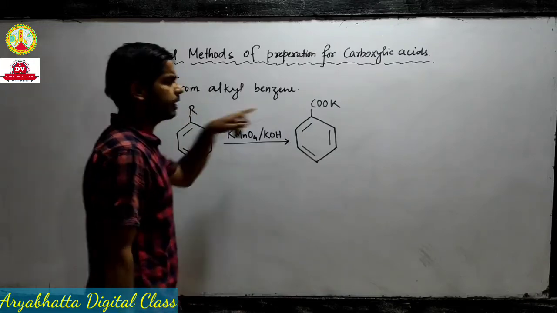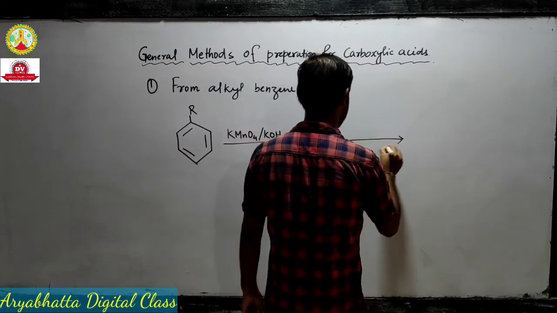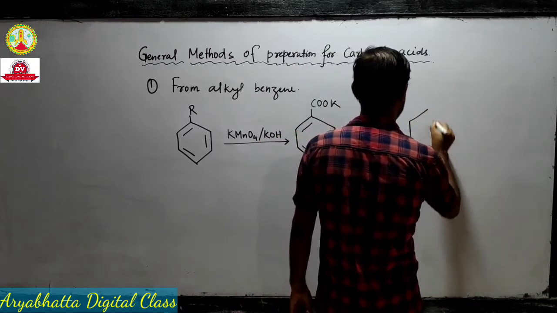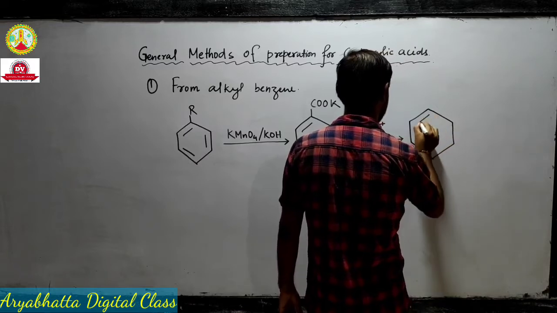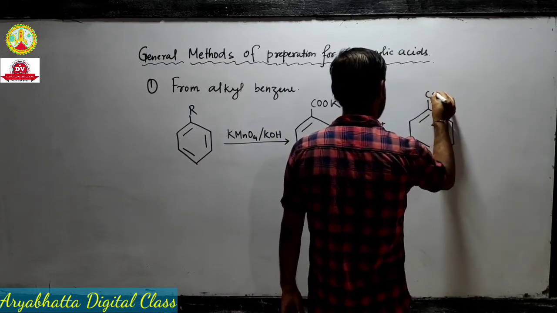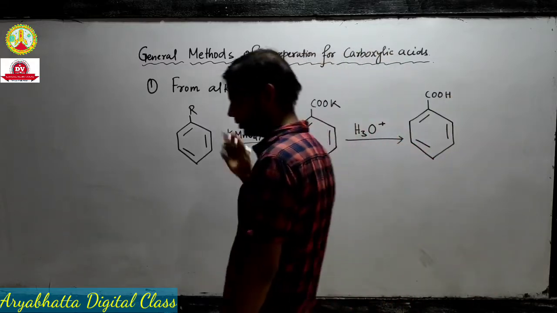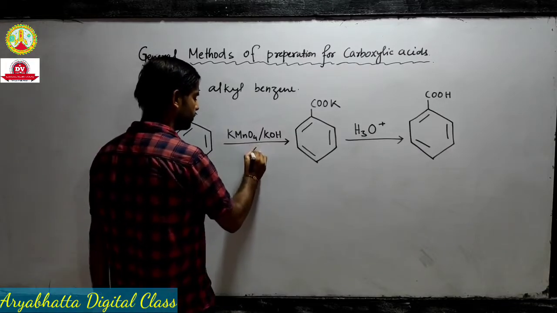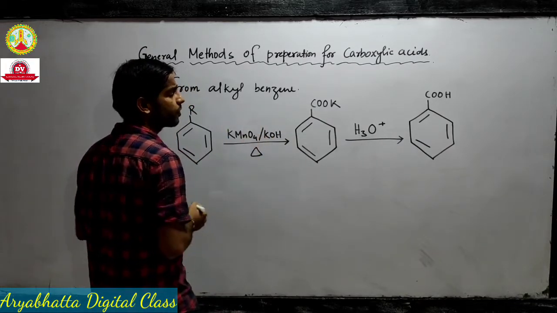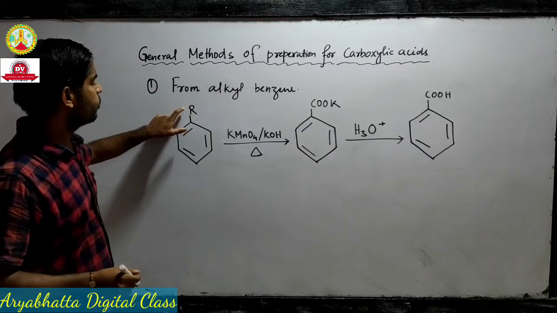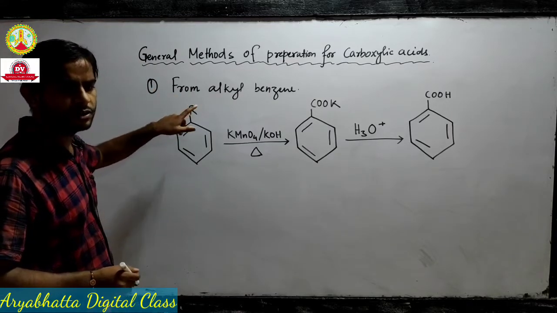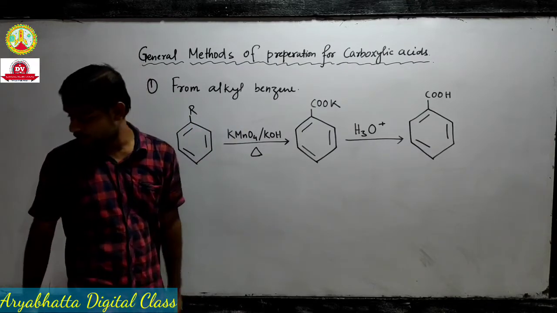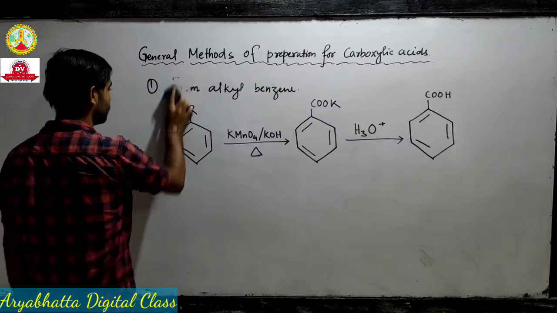Any alkyl group will give you this only, followed by acid hydrolysis, which will finally produce benzoic acid. In this case heat is required. You can take CH3 here, CH2CH3, CH2CH2CH3, anything. You take an alkyl group and it will be oxidized to carboxylic acid. Very simple reaction.